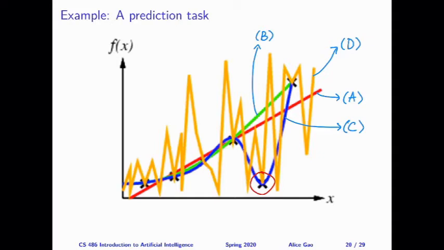Now, on the other hand, if we want a curve that goes through all of the points, then obviously C and D are better choices because they indeed go through all the points, where A and B definitely ignore this point at the bottom and maybe some other points as well.